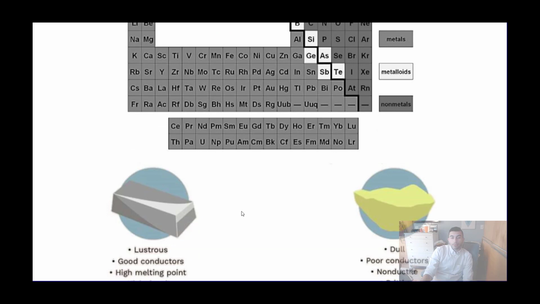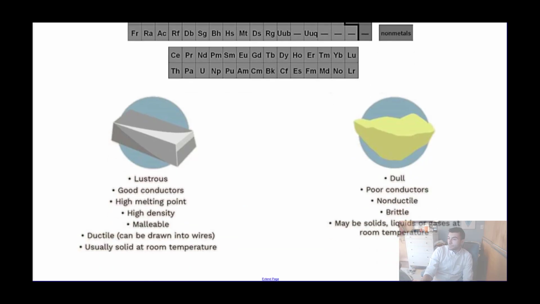We looked at properties of metals versus nonmetals. Metals are lustrous, meaning they're shiny, they're good conductors of heat and electricity, they have high melting points, they can bend, they're malleable, they're usually solid at room temperature, one exception being mercury, right?